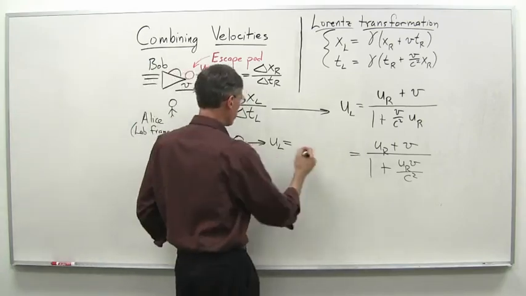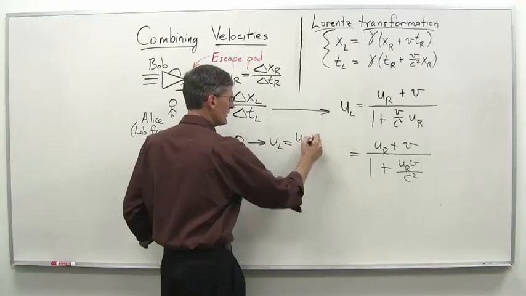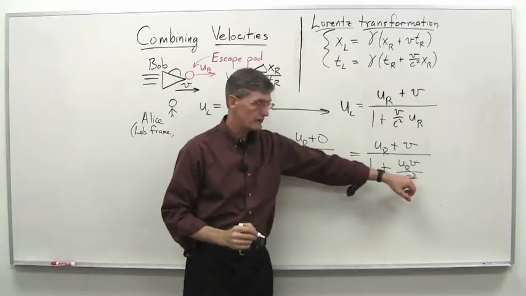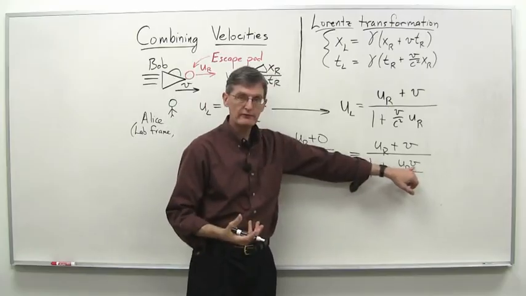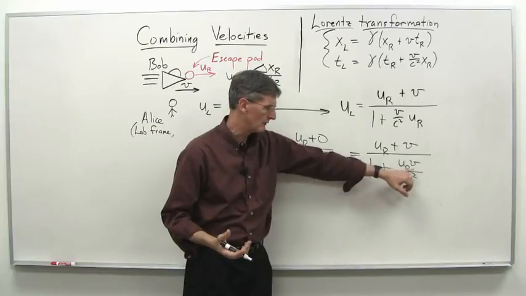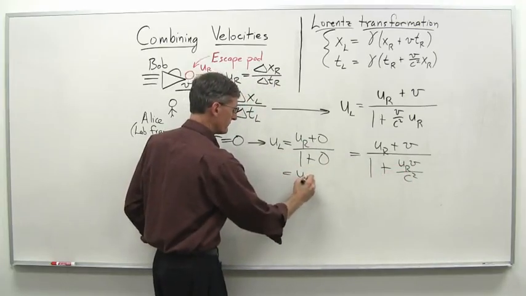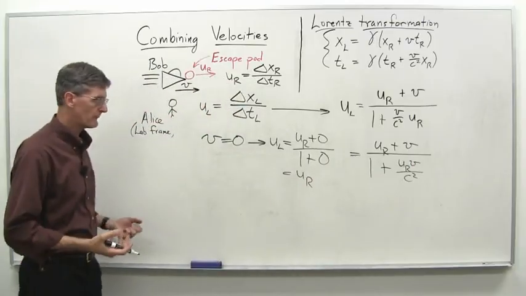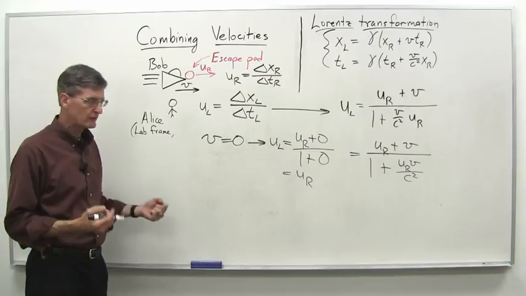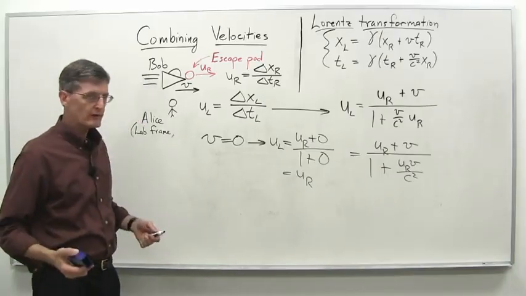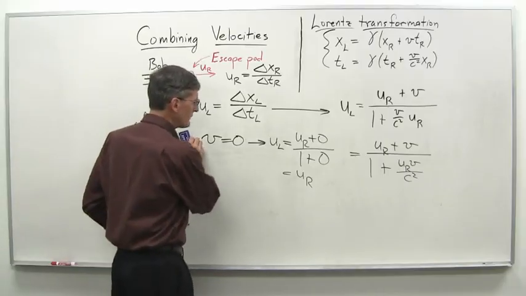If v is 0, on the top I get u sub r plus 0, all over 1 plus, and this time v, the velocity between the frames of reference, is 0. They're essentially the same frame of reference. So this whole thing becomes 0 again. You get 1 plus 0, and this just equals u sub r. So that checks out as well. That's good news.